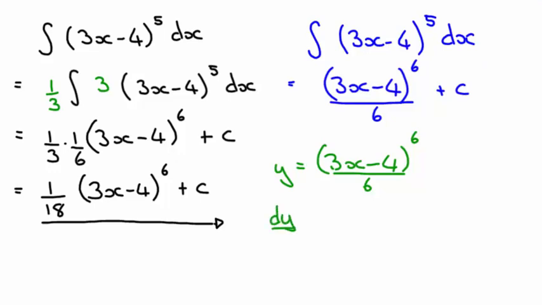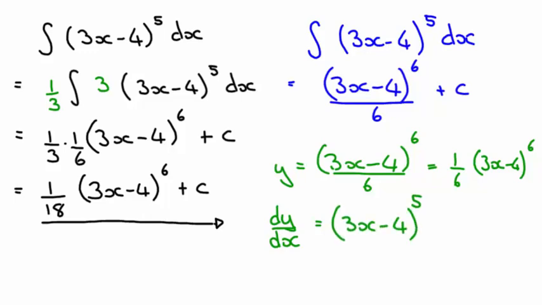Let's differentiate that. Now, to differentiate, let's take that out, 3x minus 4 to the power of 6. When we differentiate, the 6 comes to the front, we divide it by 6, it cancels, and I would subtract 1 from the exponent, so that's to the power of 5. But remember, chain rule says you must go inside and differentiate, and the derivative of 3x minus 4 is 3. So I could just write that as 3x minus 4 to the power of 5.